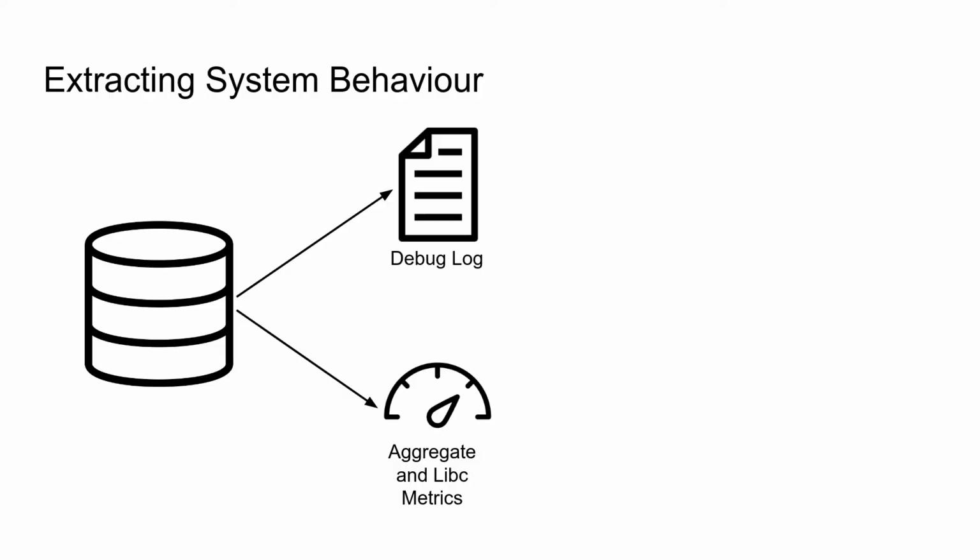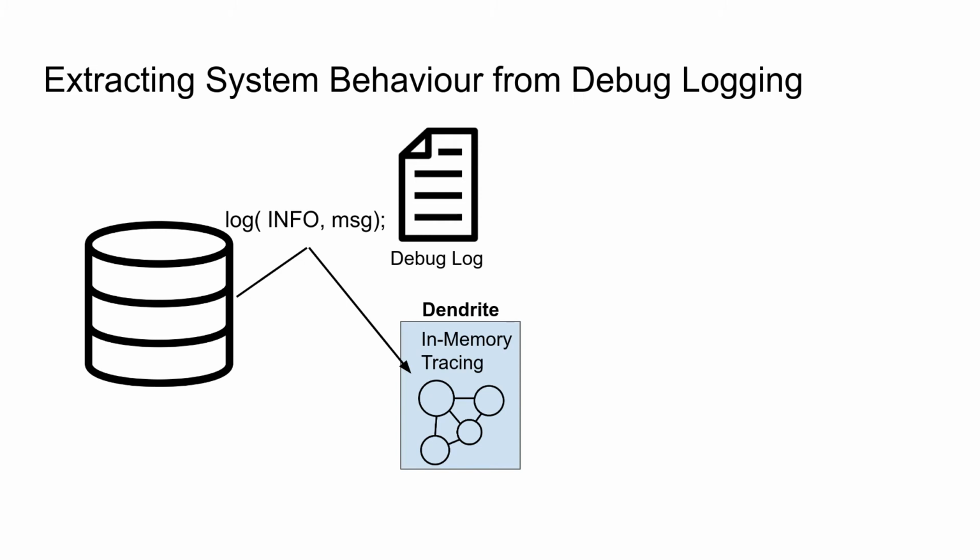As mentioned earlier, Dendrite extracts system behavior from debug logging and system metrics. We'll start by discussing how Dendrite integrates with built-in debug logging. Data systems append to debug logs by making a log call in code with the appropriate log level and message. To integrate with Dendrite, we modify the logging library that handles these calls to first pass this information to Dendrite, which stores it in in-memory models. These models capture how the data system moves between logging events as a variable order Markov model. Afterward, the call is sent to the logging library as normal, thereby preserving the original logging behavior.